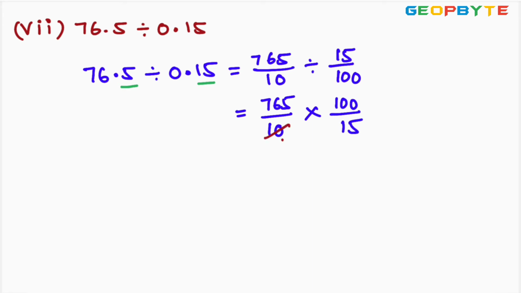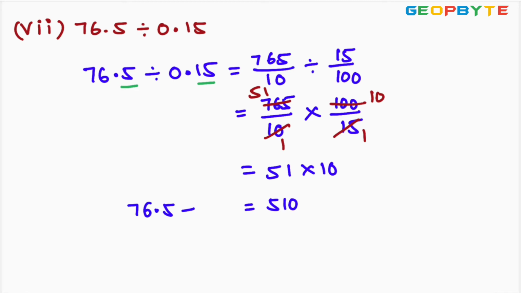So here 10 ones are 10 and 10 tens are 100. 15 ones are 15, 15 51s are 765, which is equal to 51 into 10, which is nothing but 510. So the result of 76.5 divided by 0.15 is 510.